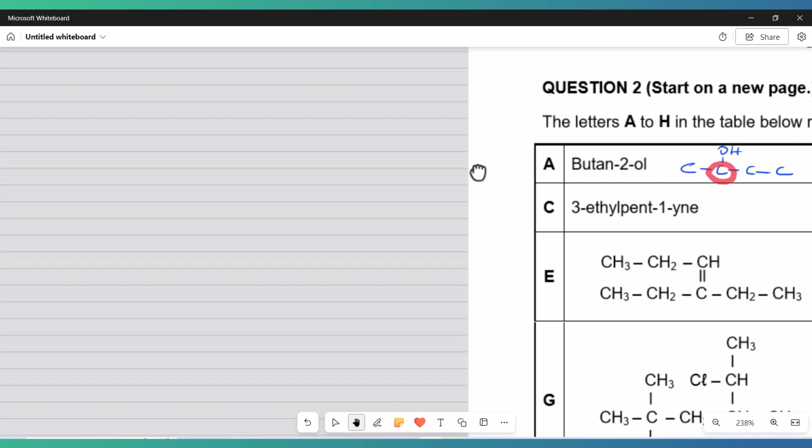3-ethyl pent-1-yne. Now the pent means there are 5 carbon atoms. This is 1, 2, 3, 4, 5. Because they're saying pent-1-yne, on carbon number 1 you're going to put a triple bond here. Then they're saying 3-ethyl. This is 1, 2, 3. Now put ethyl here, meaning 2 carbons, and that's all.